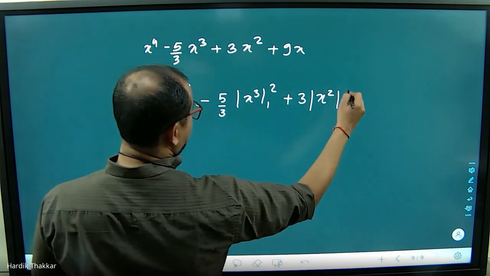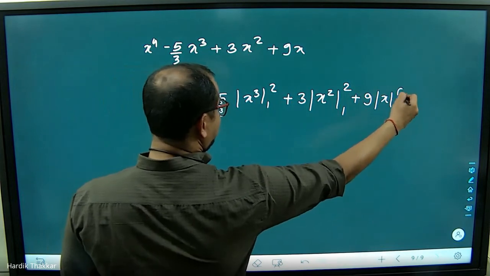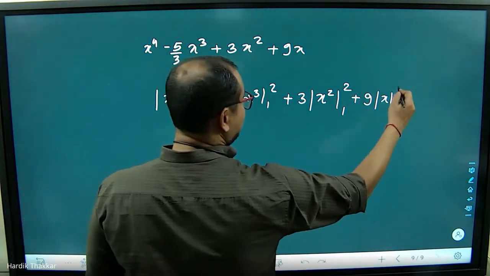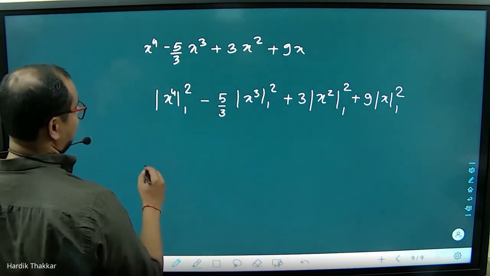Or you can apply the combined limit also like this. If you are applying separate limits, it will be like this. If you are applying the combined limit, then it will be like this.